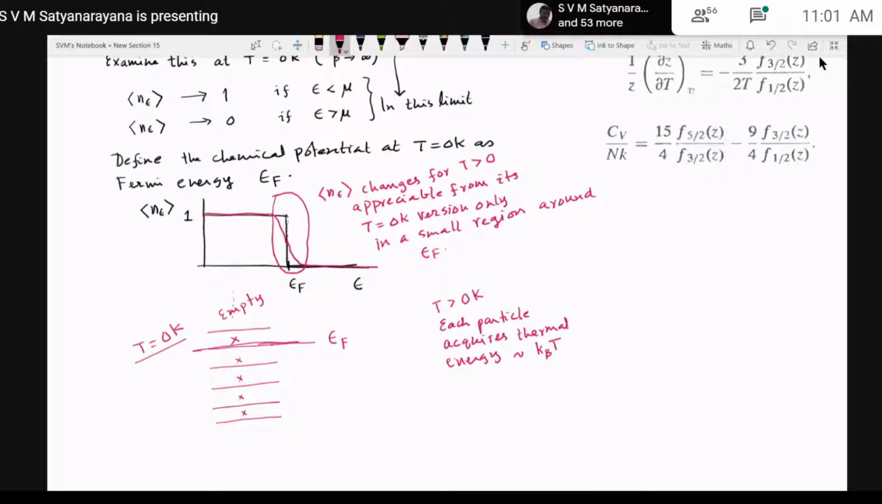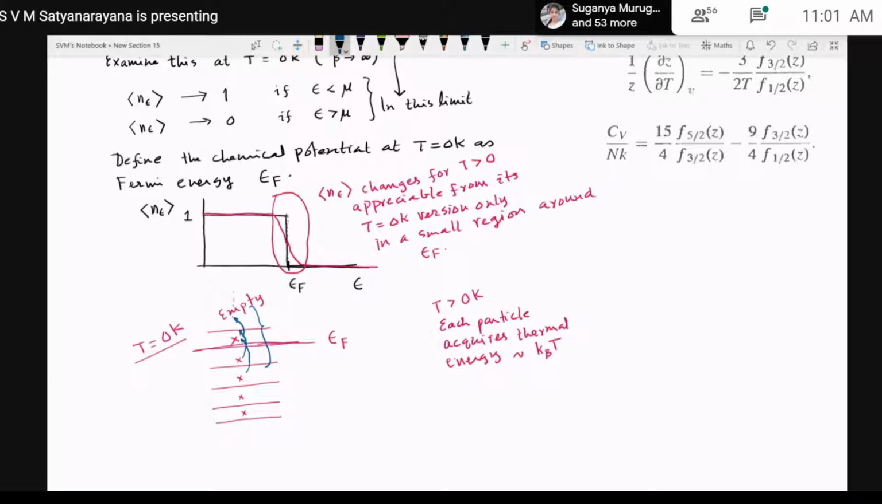What happens to these particles which are occupying the highest level and slightly near the highest level? The one which is at epsilon f can go to the next excited state because there are empty states. So because of this reason, you will see that these particles which are at epsilon f can get promoted to a higher level. This can get promoted to the next level. This can get promoted to the next level. So only some energy levels close to the Fermi energy will participate in the excitation process.